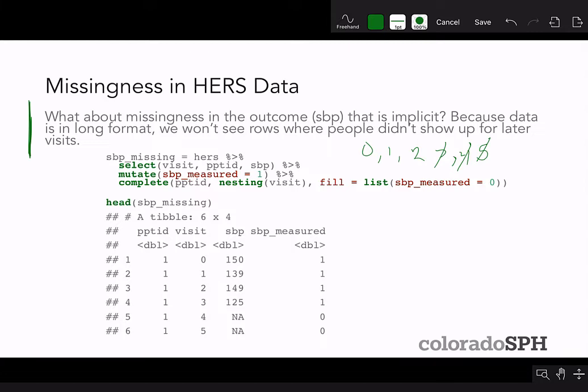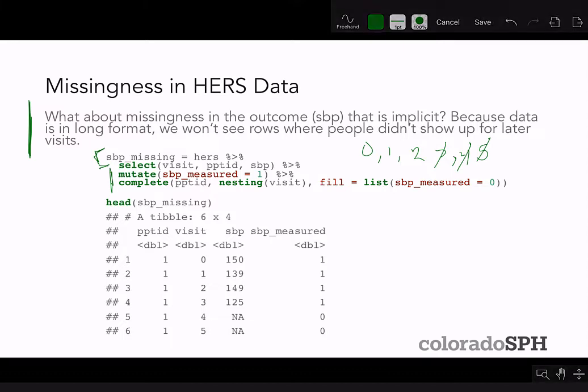But in order to analyze the patterns of missingness for outcomes that are missing when we had dropout due to follow-up, I am expanding the data set to fill in NAs for when people didn't show up for a visit when they were supposed to. And that's what this code is doing here.